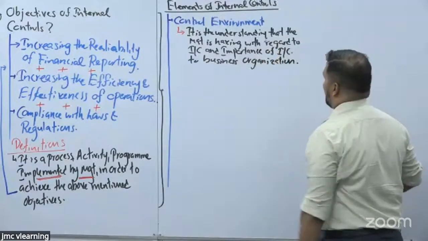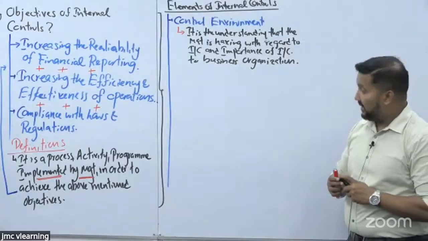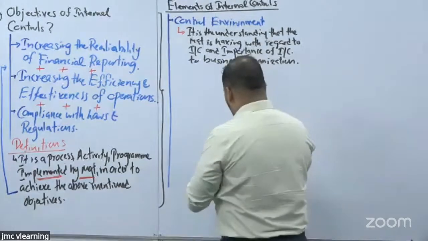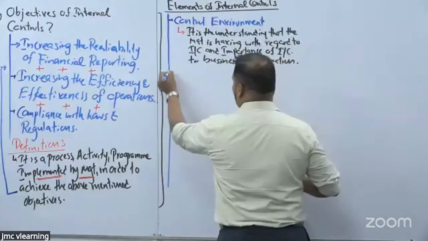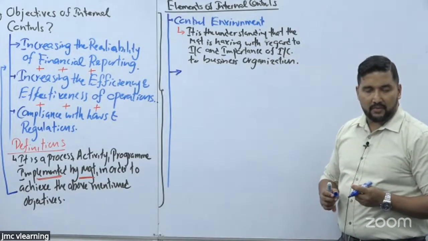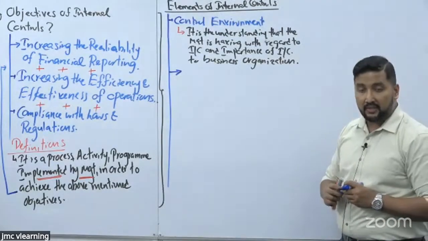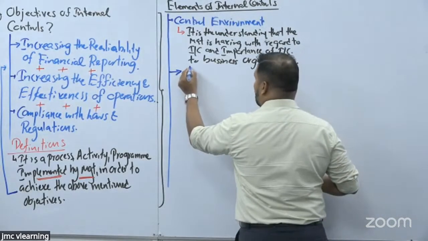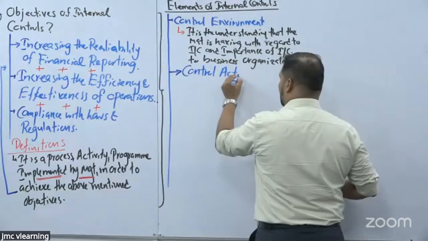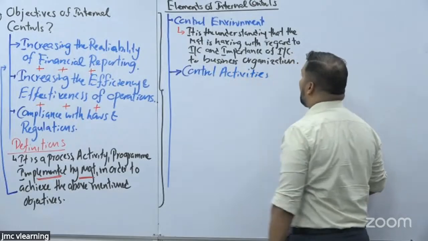To business organization. So that is what you referred as what? Control environment. Right. Having control environment won't do the job unless otherwise you have another element. What is that element? The second element is referred as control activities. Control activities. අපි සිංහලෙන් කියනවා පාලන ක්‍රියාකාරකම්.